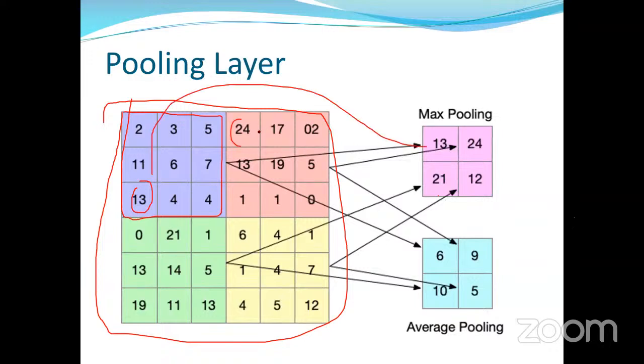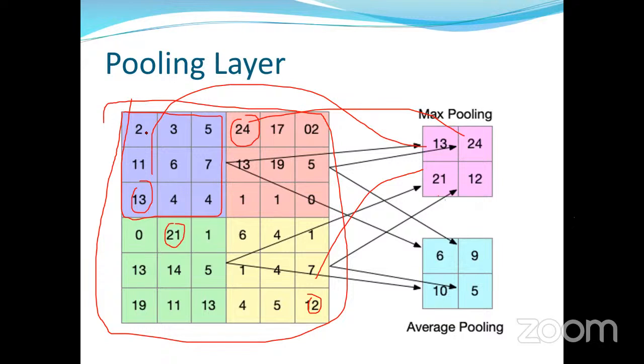And here it is, 24 is the maximum value, it replaces here. And if you take here, it is 21, here it is 12. So these are the maximum values, because you cannot take all the values. You have to have some dimensional reduction. So the downsampling should be there. Okay, we have to reduce some of the things.